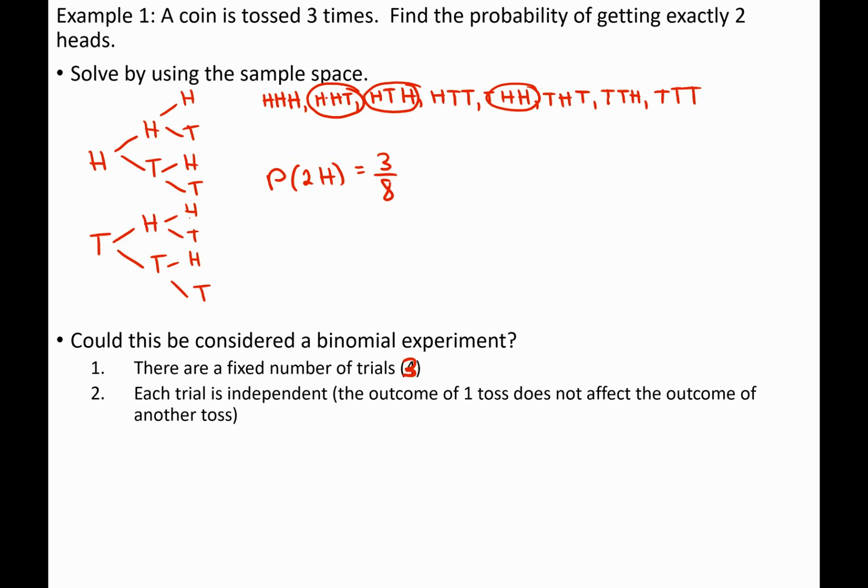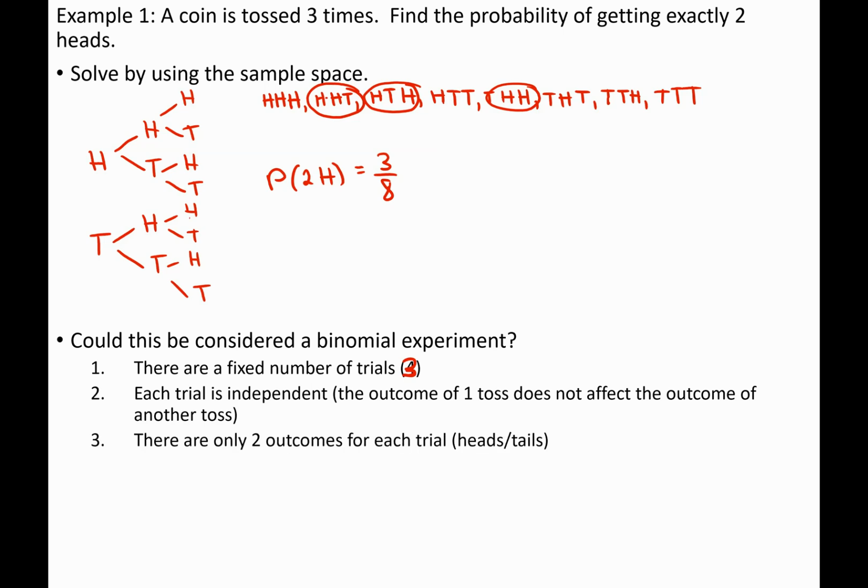Did I have 3? I have 3 on your sheet. I don't know why it's not 3 on mine. There are a fixed number of trials. That's the first property. There has to be a fixed number of trials. Second one says each trial is independent of the others. So each trial is independent. That means the outcome of one toss does not affect the outcome of any other tosses. So if I get heads on the first toss, it doesn't affect what could happen on the second or third. So all the trials are independent.